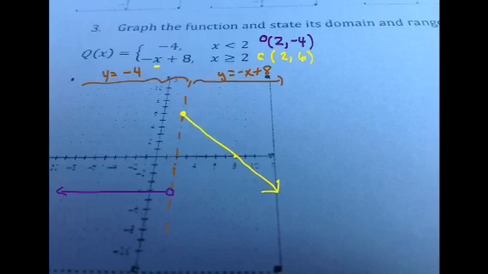Okay, so that's the graph. Now the domain. As you go from left to right, you're coming this way. There are points all the way across. Even though there's a break right here, there's a point up here at x equals 2. So the domain is all reals.